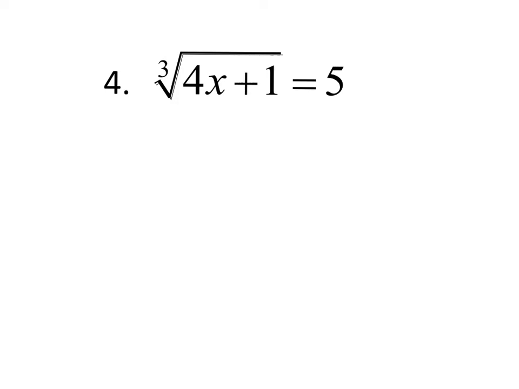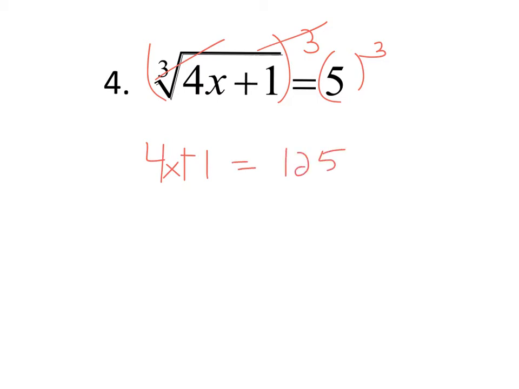So isolate the radical. There's nothing here to get rid of, and then you're going to usually square it. But if you notice in this problem, it's a cubed root. So it works out the same way. You would just cube both sides. That would cancel out the cube root, and you end up getting 4x plus 1 equals 125.